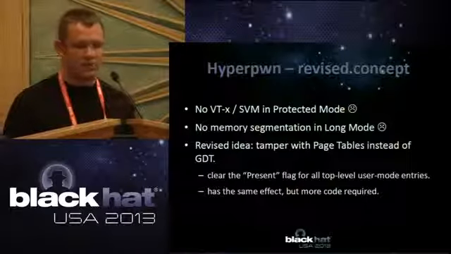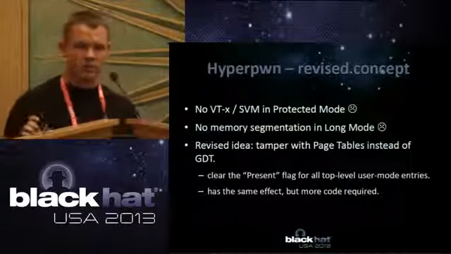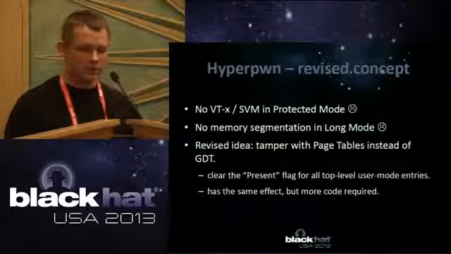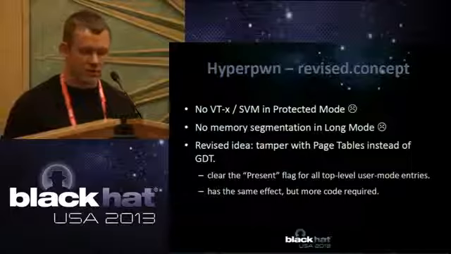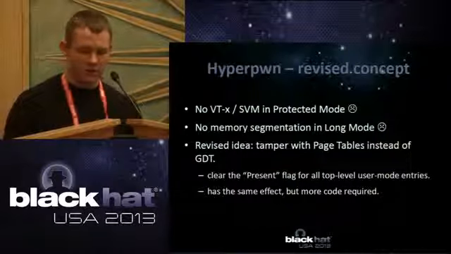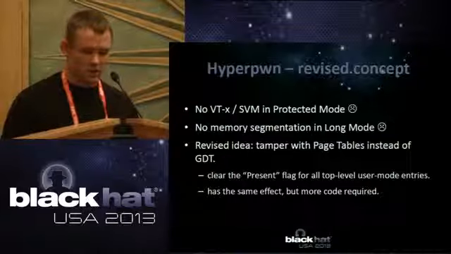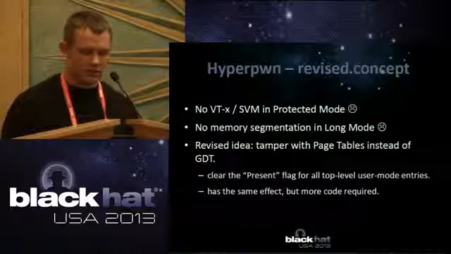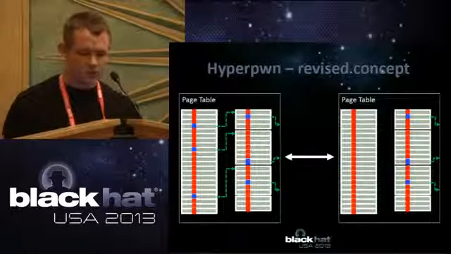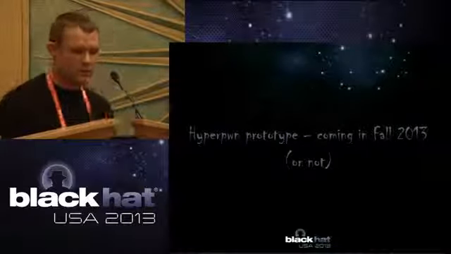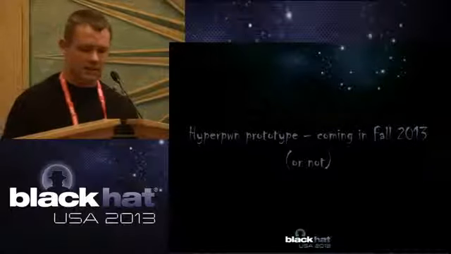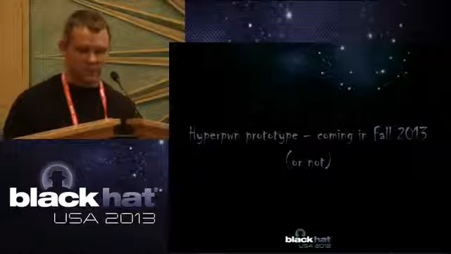But the revised idea would be to tamper with another part of the virtual address space translation mechanism. So instead of doing this magic with GDT, we could do the same with page tables, as in clear the present flag in all of those top level page table entries, and restore them after the instruction executes. So yeah, this is an illustration for that. We are still working on it. We hope that we will be able to present it in the fall of this year. So be on the lookout for that.